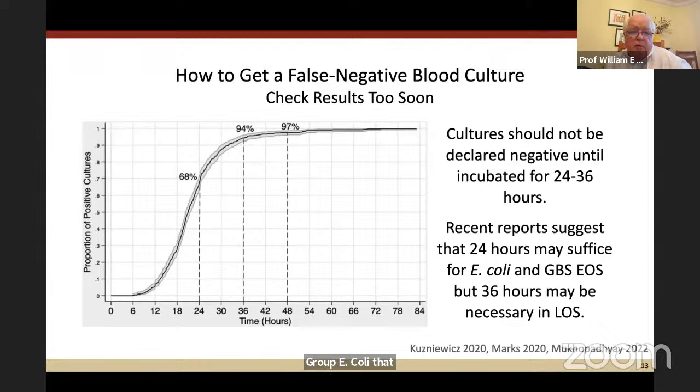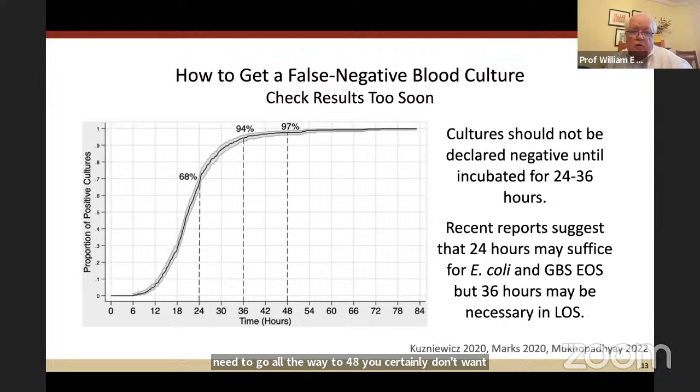to consider stopping antibiotics. If you work in areas, as many of you do, where group B strep and E. coli are not the dominant organisms, 36 hours is going to be a much more reasonable duration of incubation, but you probably don't need to go all the way to 48. But you certainly don't want to stop the antibiotics based on checking the blood cultures too soon.